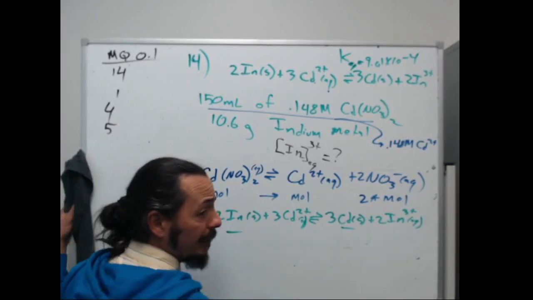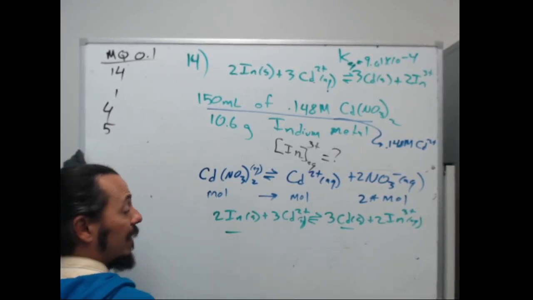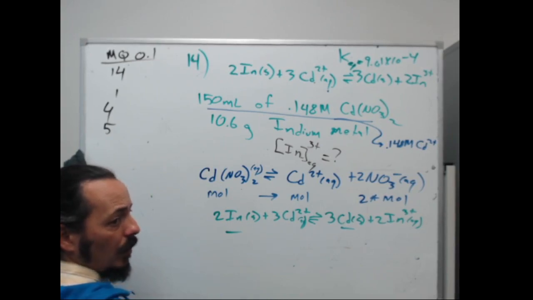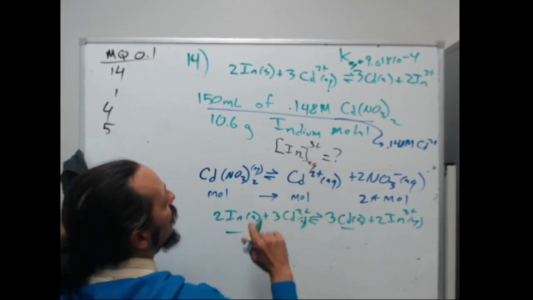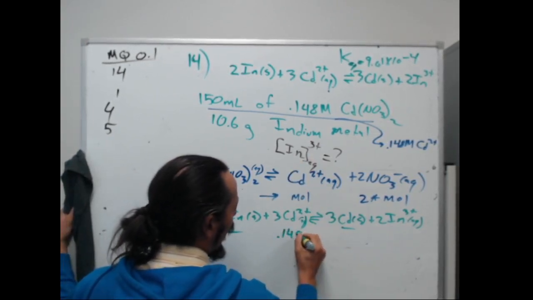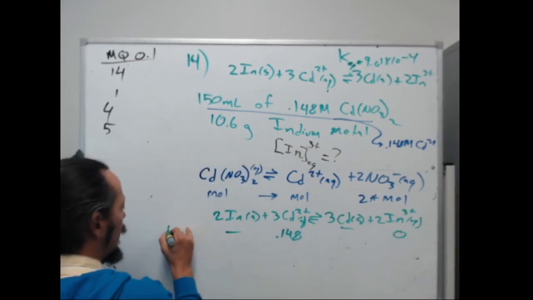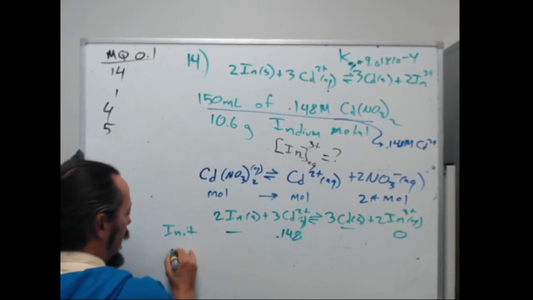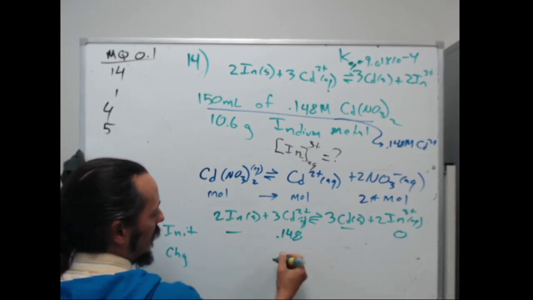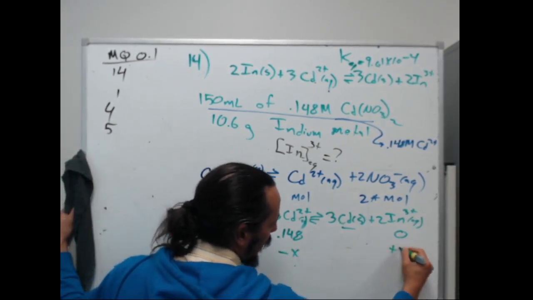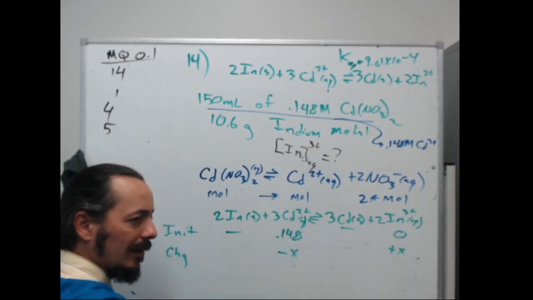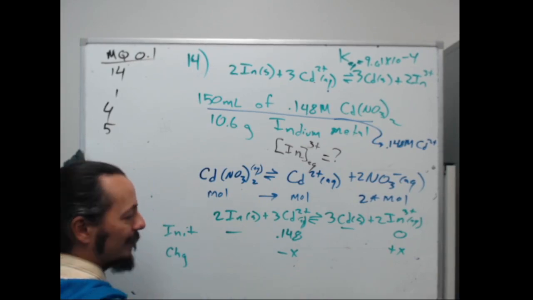I'm not going to worry about the solids. Technically, there's a time when we need to worry about the solids, but I don't think this is one of them. I'm going to have 0.148 there, and 0 there. That's my initial. My change is going to be minus x, plus... Oh, what did I do wrong? Wait a second. Sorry, I got all the way to there.